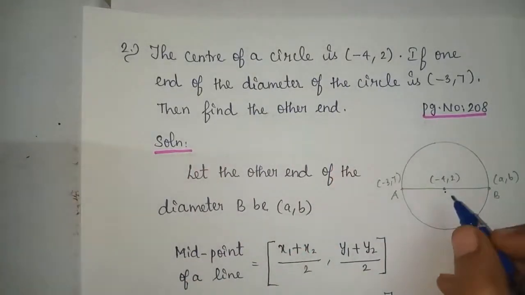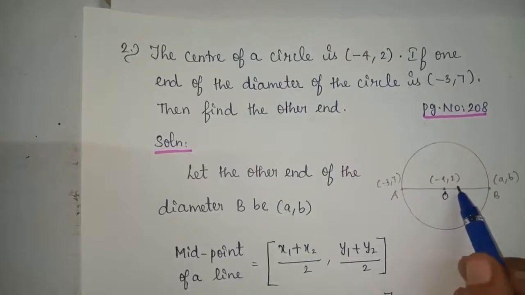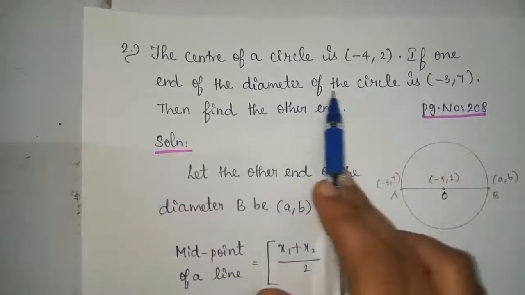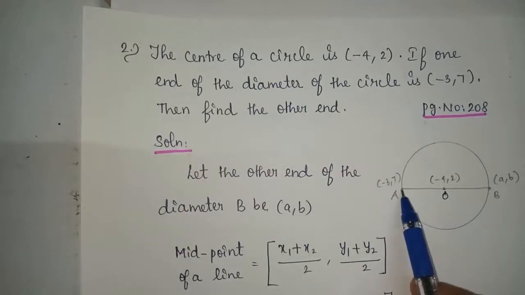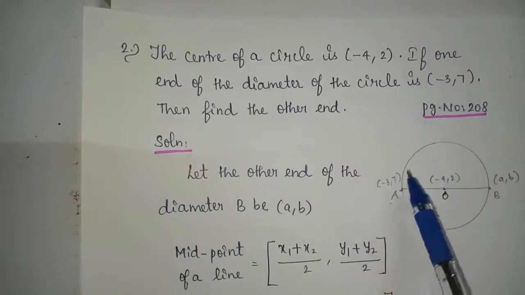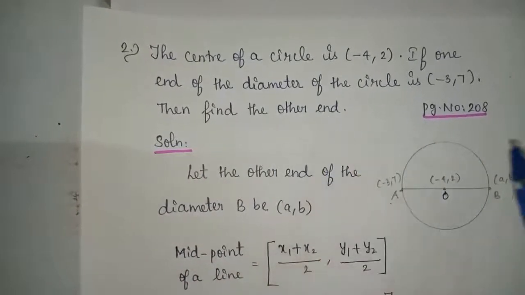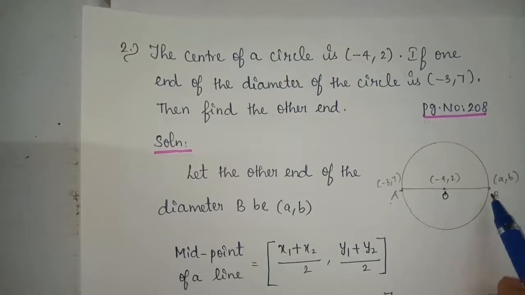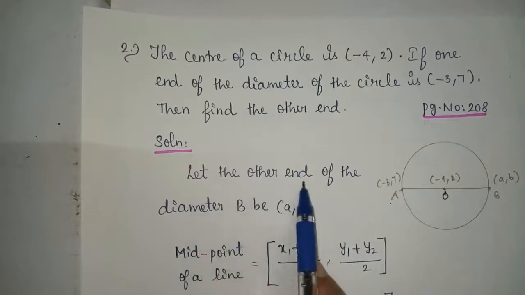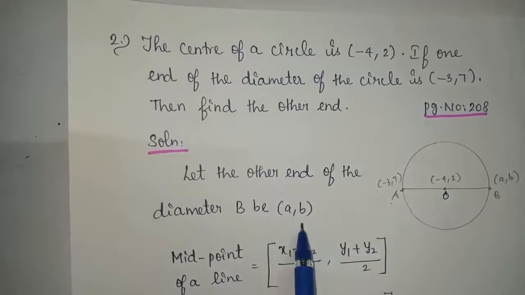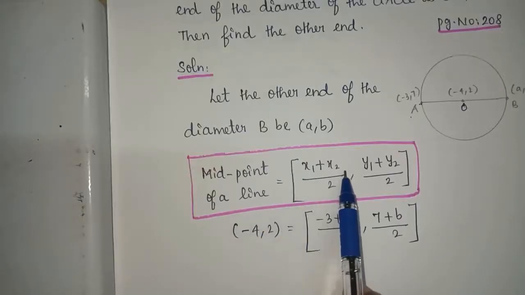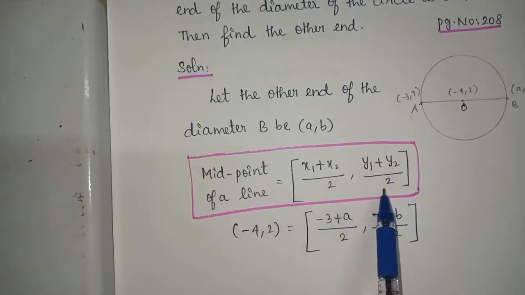So the center of the circle is given as minus 4 comma 2. This is the diameter of the circle. One end of the diameter, which we consider as A, is given as minus 3 comma 7. You have to find the other end. The other end of the diameter we don't know, so let the other end of the diameter, capital B, be a comma b. The midpoint of a line formula is x1 plus x2 by 2 comma y1 plus y2 by 2.